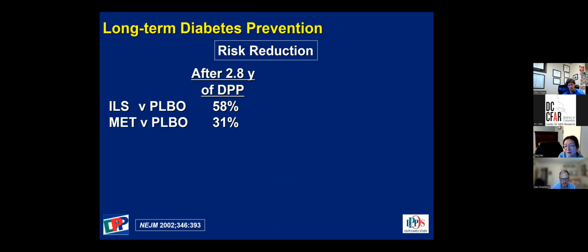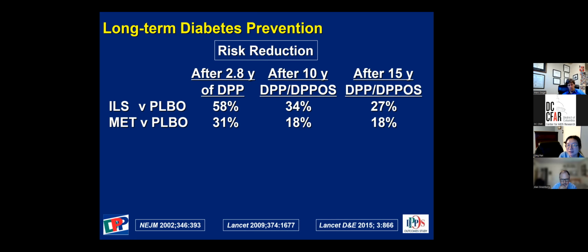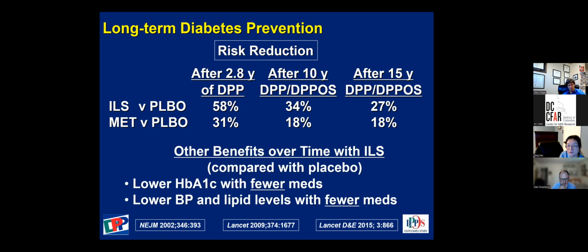So long-term, even after so many years, not 30, some are 30, some are 27, because the enrollment was 93 to 96, we still observe. This is at the end of DPP. We have significant risk reduction. After 10 years, the difference is smaller, but it's still there. It's like metabolic memory. Whatever you did to your body, you will still benefit many years later. So the difference gets smaller and smaller between groups, but we are always benefiting.